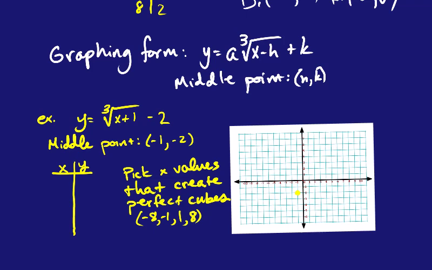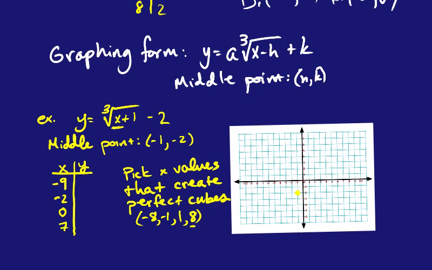So if you think about what number I could plug in for x here in order to get -8, that x would be -9, because -9 plus 1 is -8. What could I plug in for x to get -1? That'd be -2. What would I plug in for x to get 1? That'd be 0. And what could I plug in for x to get 8? That'd be 7, because 7 plus 1 is 8.